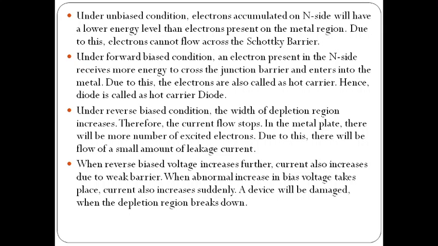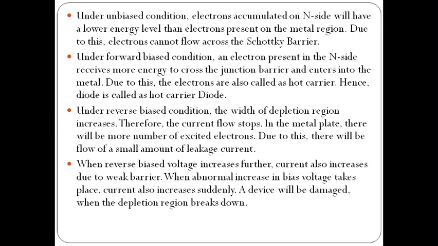Why? Because in the normal PN junction diode, the voltage drop is about 0.6 to 0.7 volts. Here it is 0.15 to 0.45 volts only. So this is the main advantage of the Schottky diode. The power dissipation is very small, so it is used in higher efficiency applications. Why? Because there we require less power dissipation.